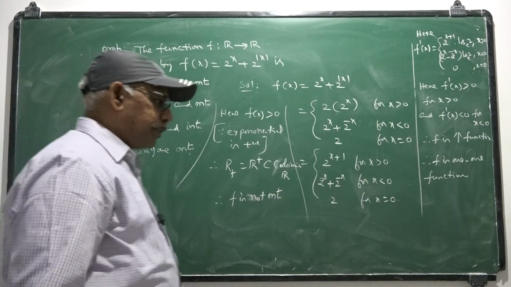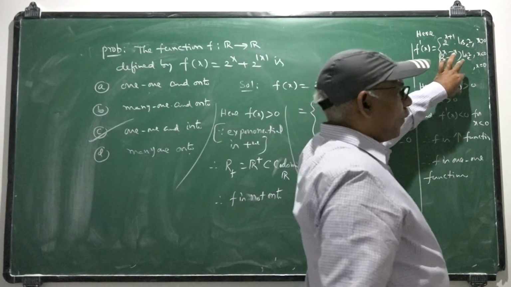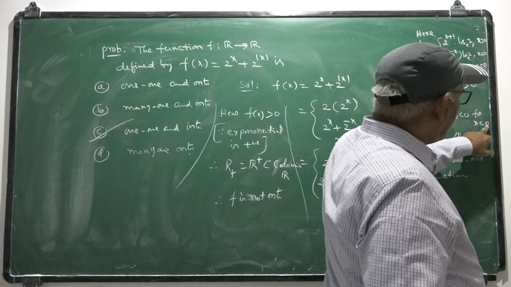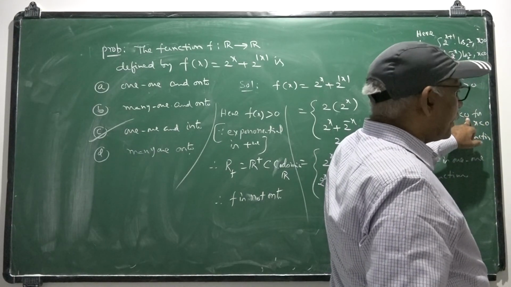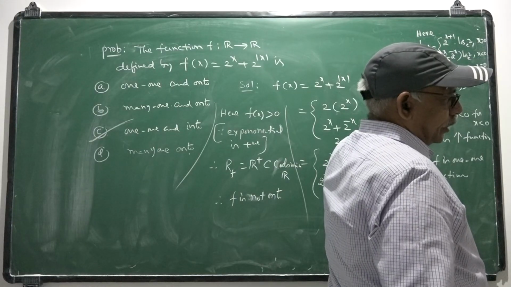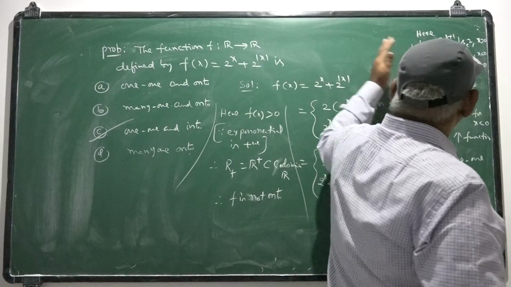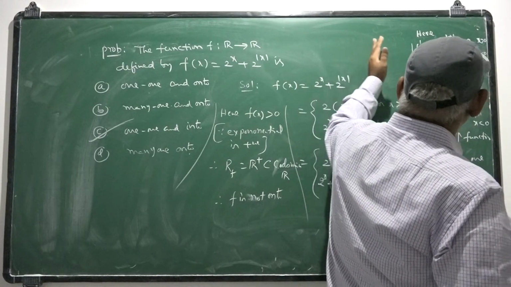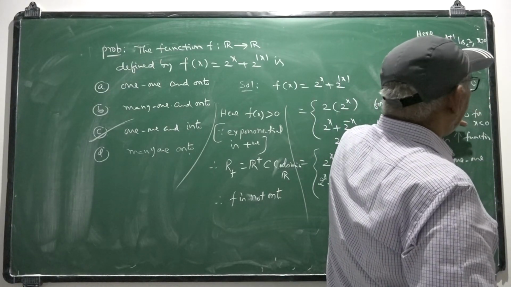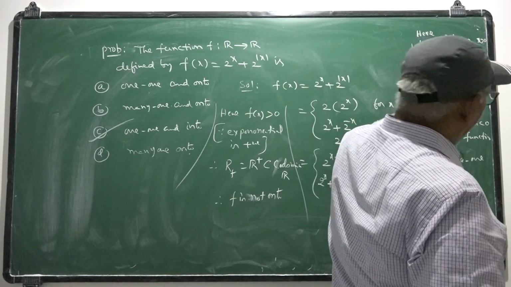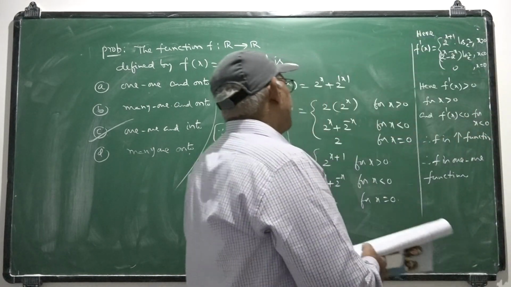The concept is clear. Here f dash x is greater than 0 for x greater than 0, and for x less than 0, f dash x is less than 0. That means x is increasing from the negative end to the positive end, and these values are also increasing here. So, hence totally increasing. That is the concept here.